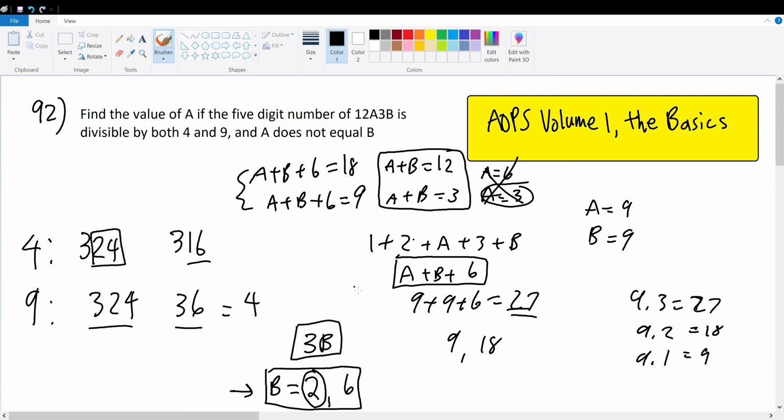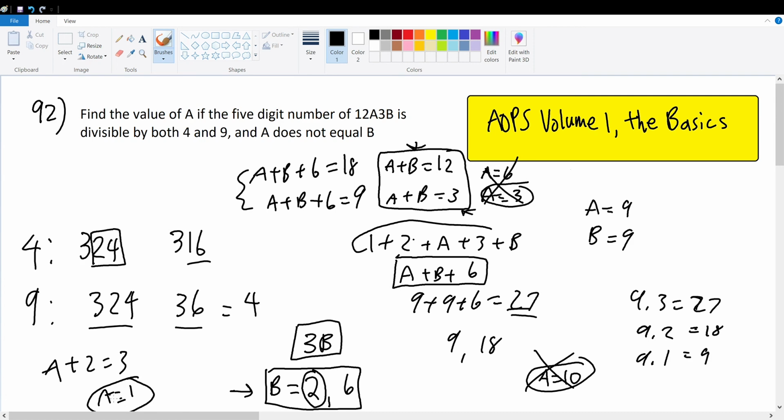Hence, if we want to find the value of A with B being 2, that is just a cinch by applying it into these two equations. We can apply it to either one, and I'm going to apply it to the first one. When B is equal to 2, A must be equal to 10. Well, A cannot be a double-digit number such as 10, so that won't work. If we apply it to A plus B equal to 3, A plus 2 is equal to 3, so A is equal to 1. This does meet the criteria that A is not equal to B, and that 12A3B is divisible by 9 and 4. Hence, the solution to this question is A equals 1.